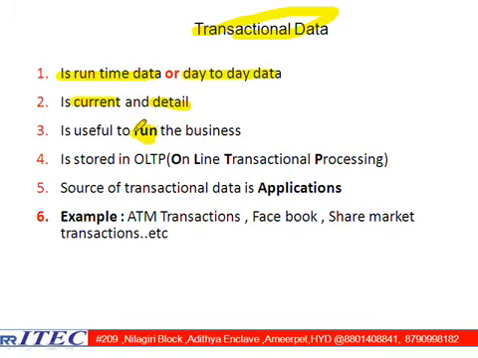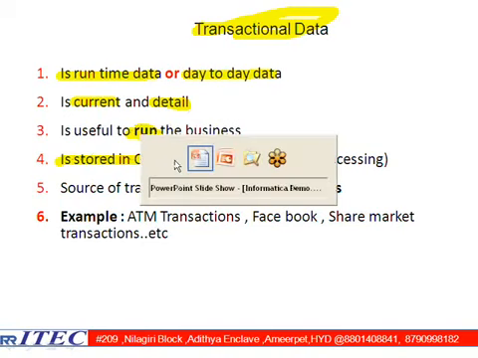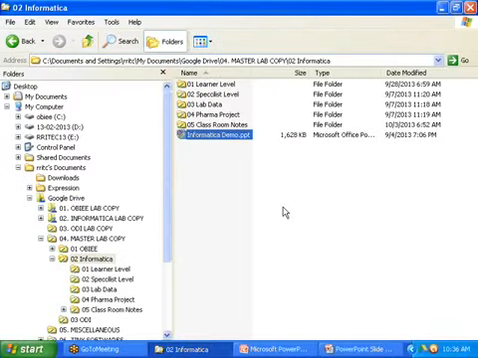So if you want to run our business smoothly, what should be there, sir? Detailed data should be required. Detailed data is nothing but what, sir? Transactional data is required. Now, next point. This data, whatever is available, we are going to store in one database that is called the OLTP database.